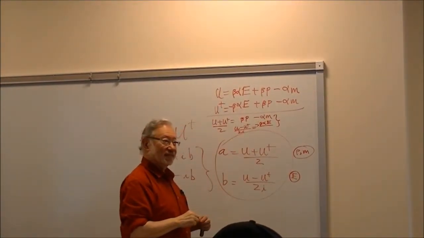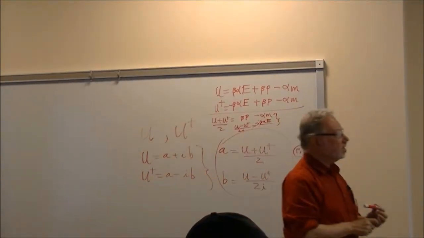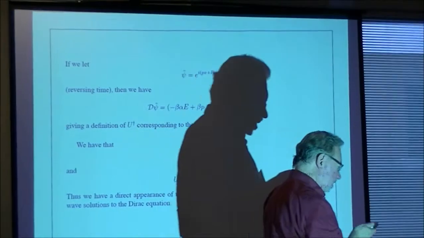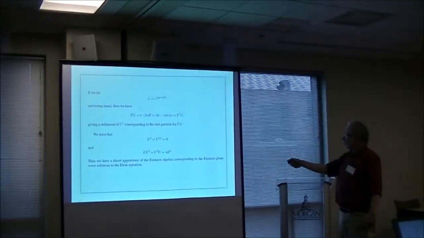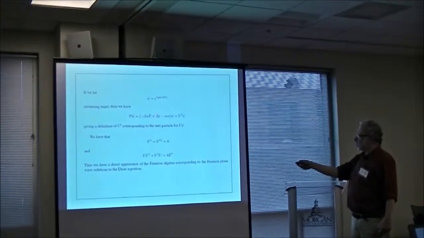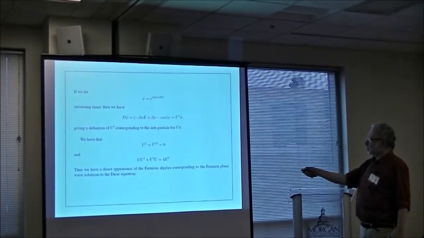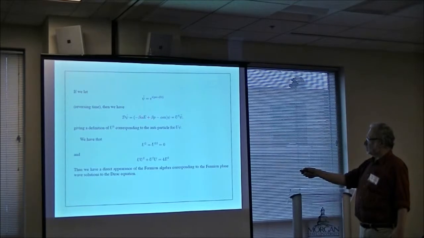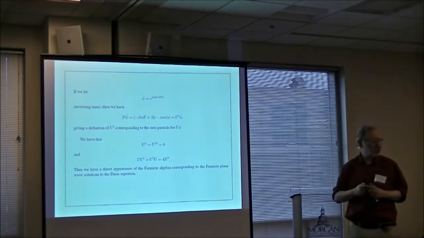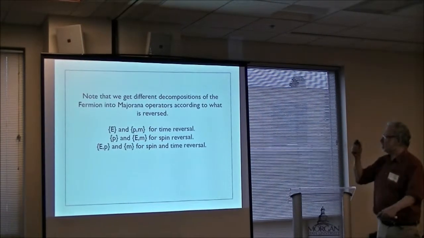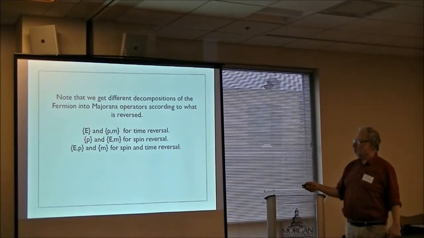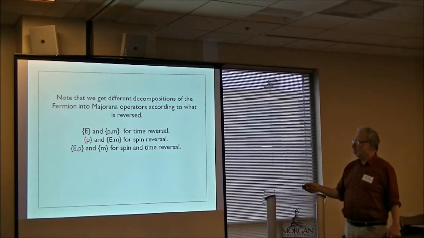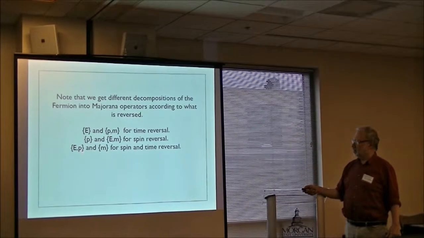This is curious. Right? And if we had decided, instead of taking the reversal of time, to take the reversal of space, then this one would have gotten a minus sign, and we would have picked up something different. We would have gotten a different combination than the one that I showed you. So I thought I made a slide of it. I did, right. So for time reversal, one operator had an E and the other one had P and M. For spin reversal, for space direction reversal, I would get P and an E and M together. And if I reverse them both, then I would get E and P together and M separately.